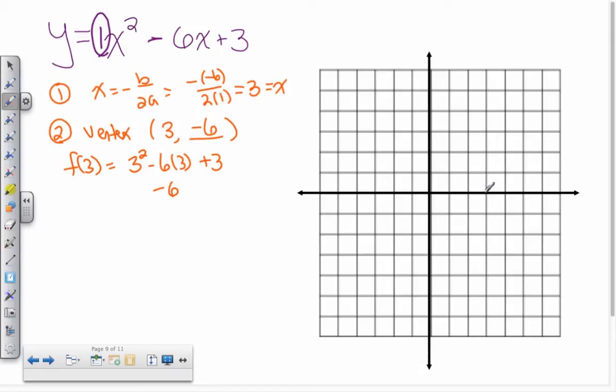So (3, -6) is here. There's 3, 1, 2, 3, 4, 5, 6. Okay, so here's (3, -6). Here's your axis of symmetry.